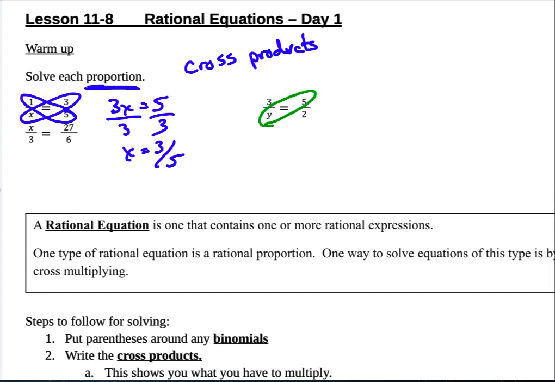Here, 5 times y is 5y. 3 times 2 is 6. Solve the equation, we get y is equal to 6/5.